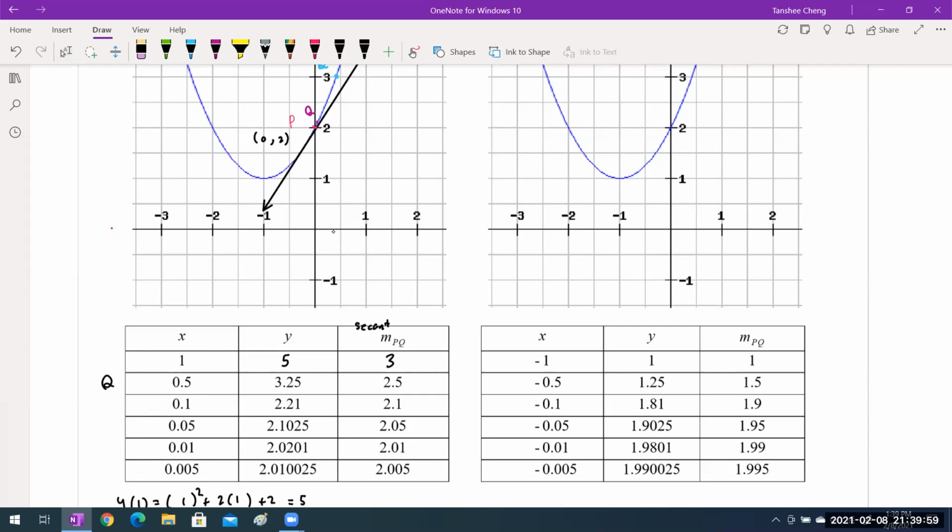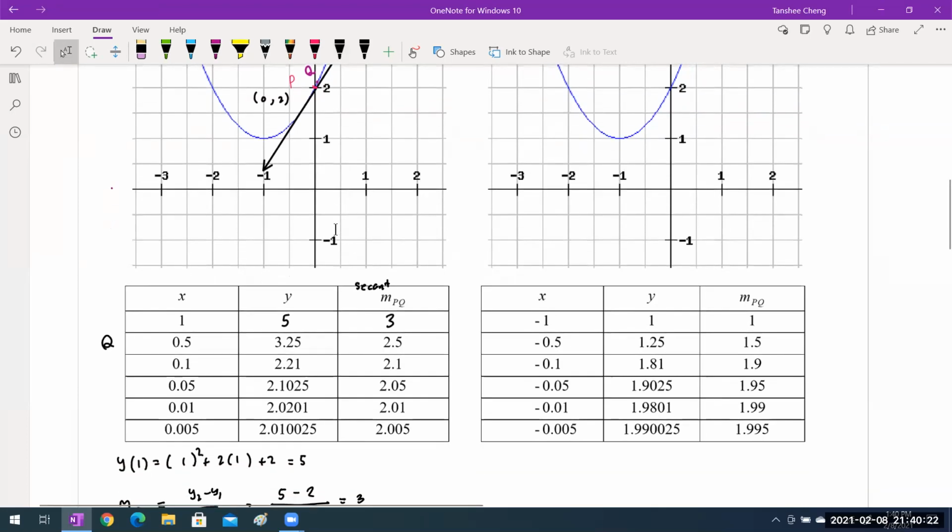And notice that the secant line that I draw, PQ, is getting closer and closer to what? The X coordinate 0. And what happened to the slope of the secant line? Take a look at this. 3, 2.5, 2.1, 2.05, 2.01, and 2.005, which seems like as the X coordinate of Q is getting closer to 0, the slope of the secant line is approaching what? 2. That's my estimation.